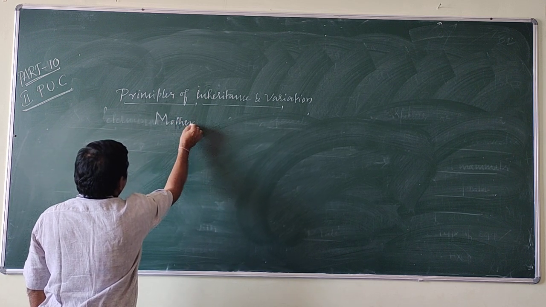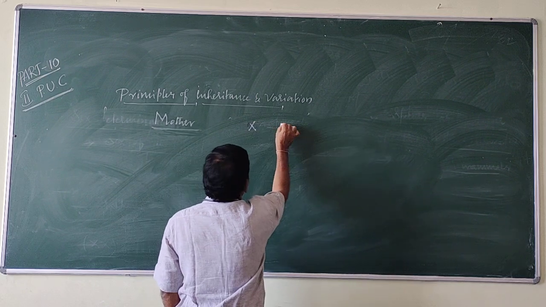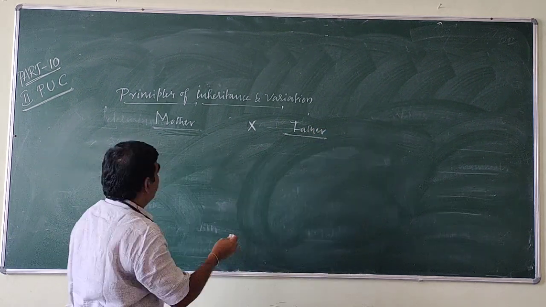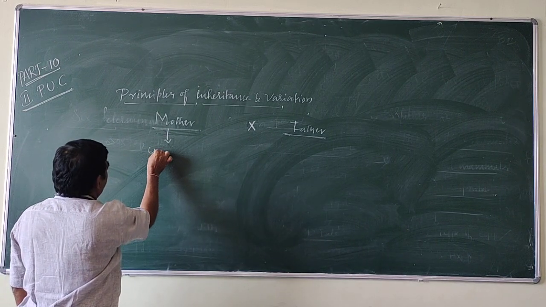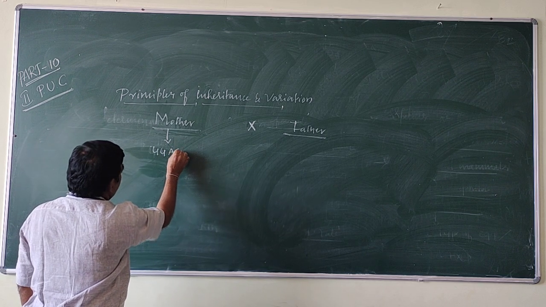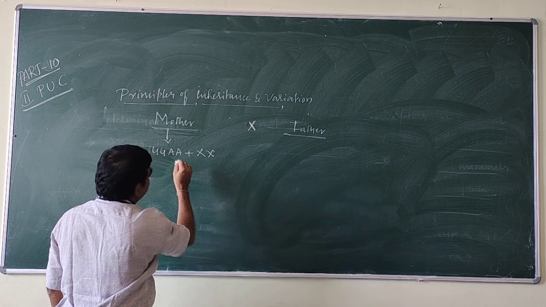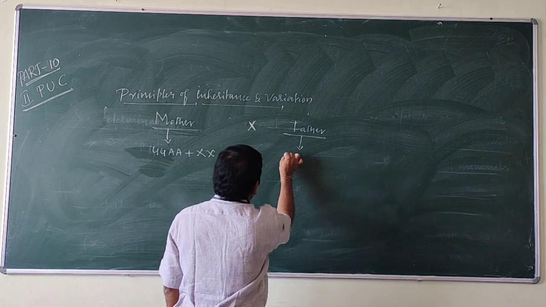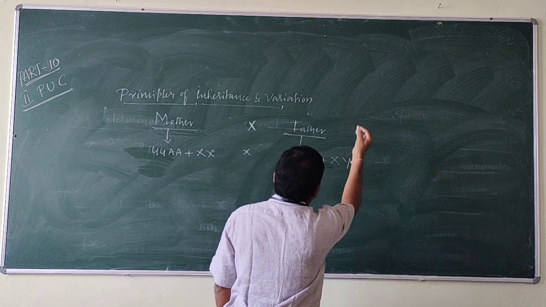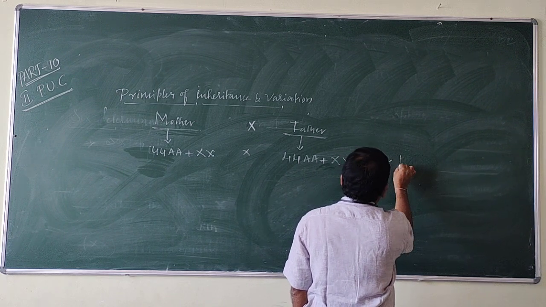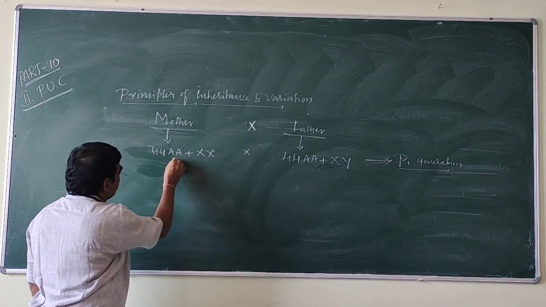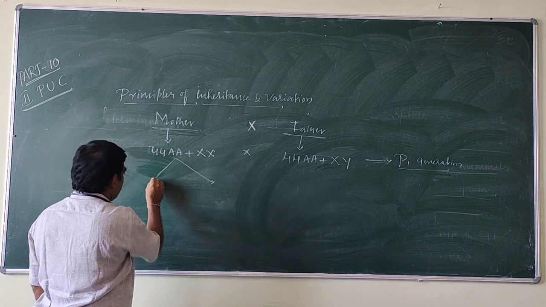Mother, father. Mother: 44 autosomes plus XX. Father: 44 autosomes plus XY. This is the P1 generation. Meiosis.